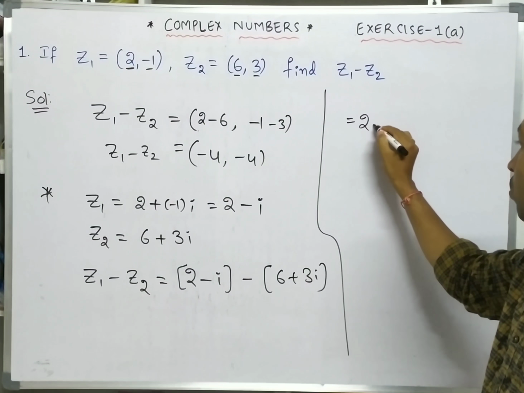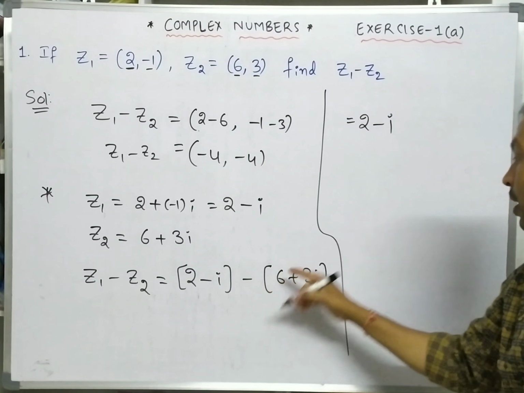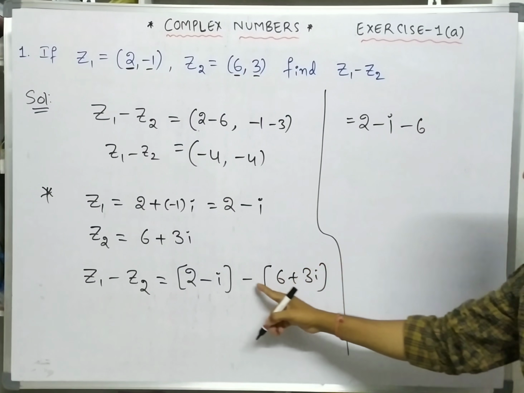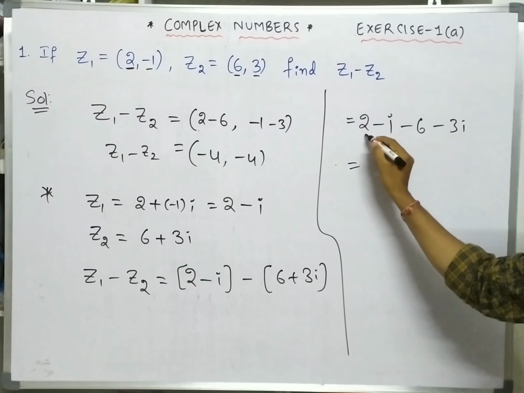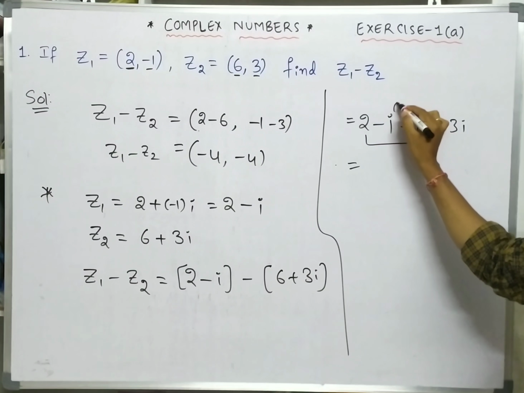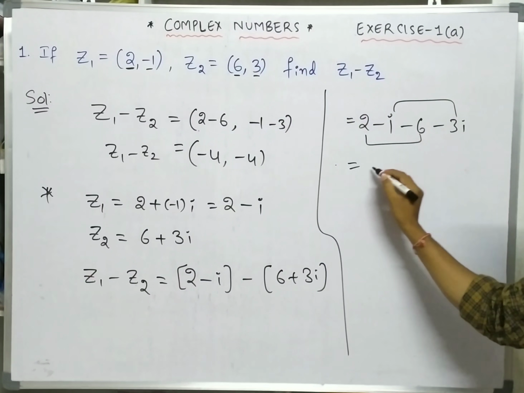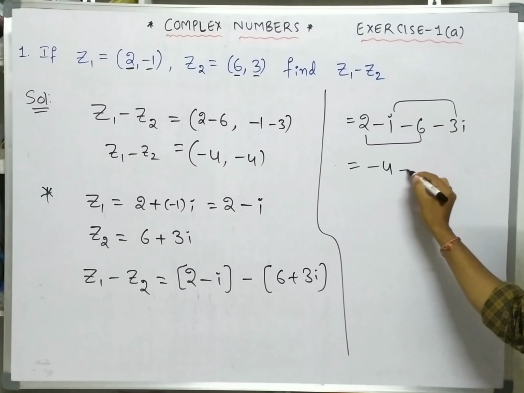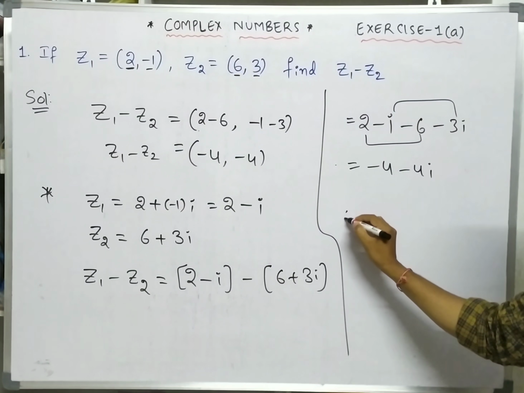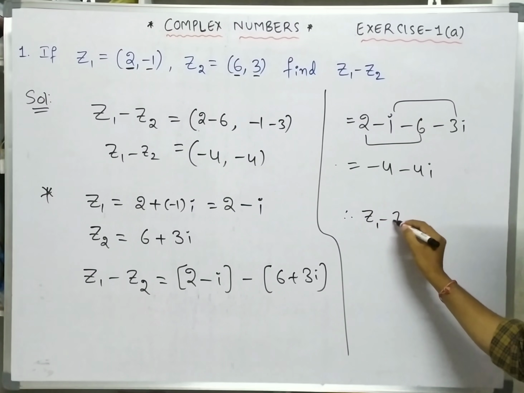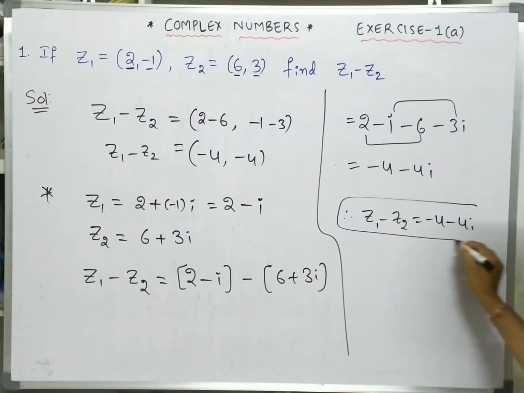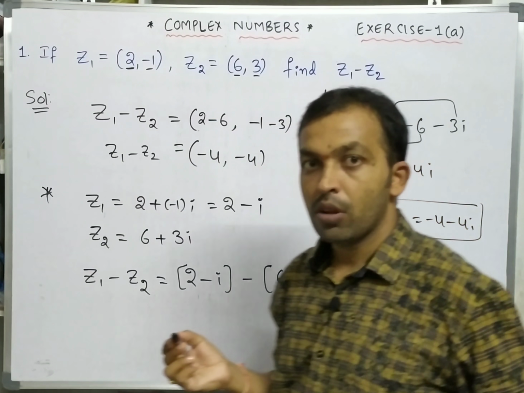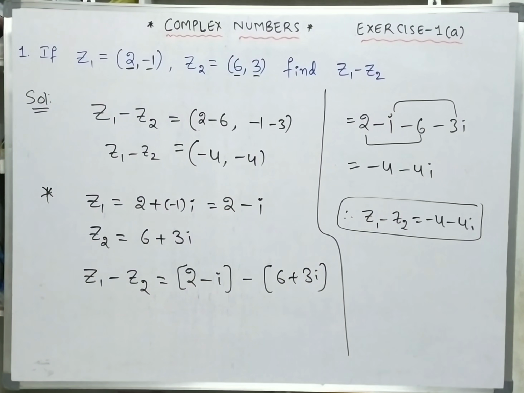First 2 minus i, next minus into 6, minus 6, minus into 3i, minus 3i. So 2 minus 6, and these are like terms, so 2 minus 6 is minus 4, minus i minus 3i is minus 4i. So finally z1 minus z2 is equal to minus 4 minus 4i. This is in the a plus ib form. Like this we can subtract.